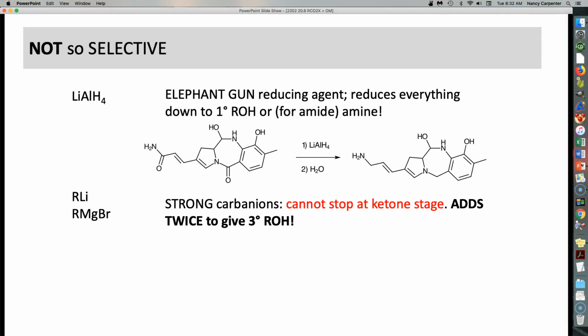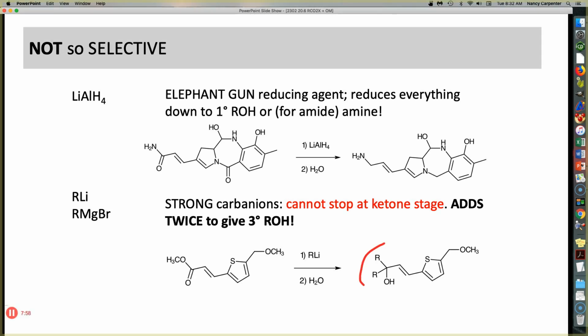And then the not so selective organometallics are the organolithiums and Grignards. Don't try to stop them at the ketone stage. It just won't work. Invariably you will get the tertiary alcohol, again pointing out that when you have a tertiary alcohol with two alkyl groups that are identical, that's a dead giveaway that you're starting from an ester and adding a Grignard or an organolithium, but no ketone isolation. It just keeps going.